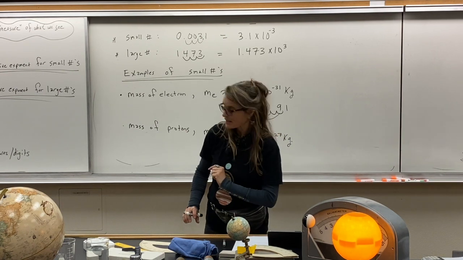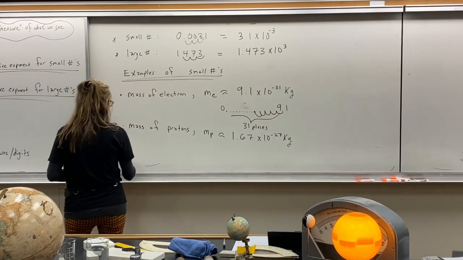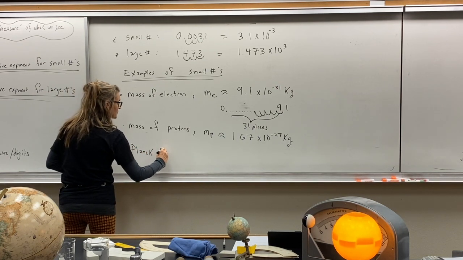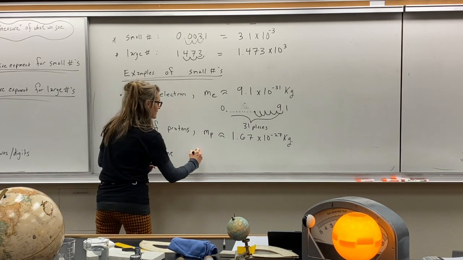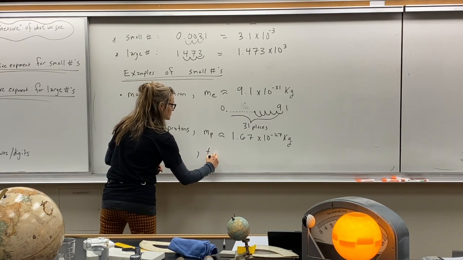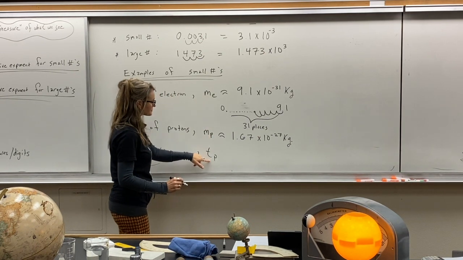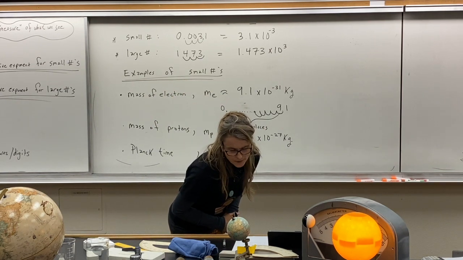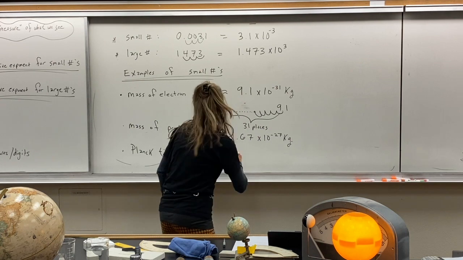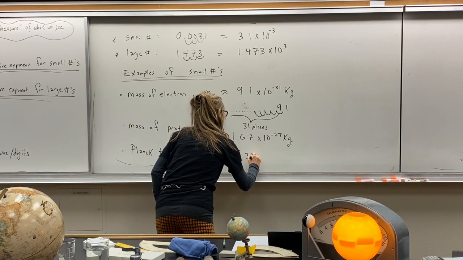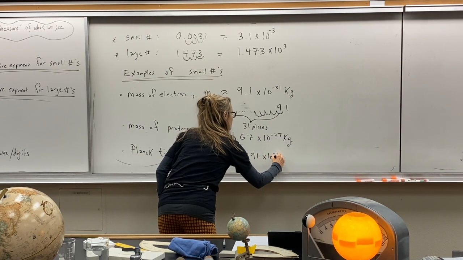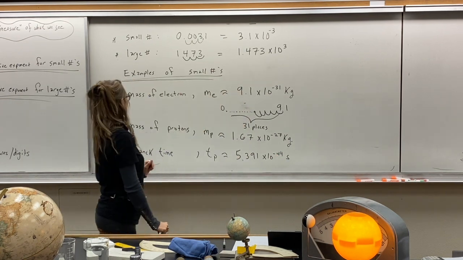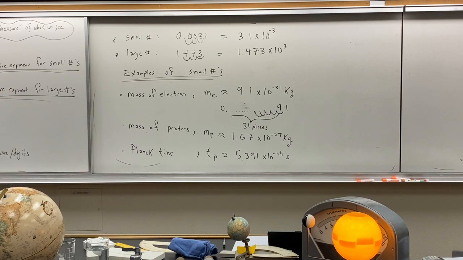And then what else do we have? We have something called the Planck time. I really like this one. It's the smallest increment of time possible. We have a symbol for that, T sub P. These are subscripts. And it's approximately, what do we have? 5.391 times 10 to the minus 44 seconds. Wow, that's fast. So here are some examples of small numbers.